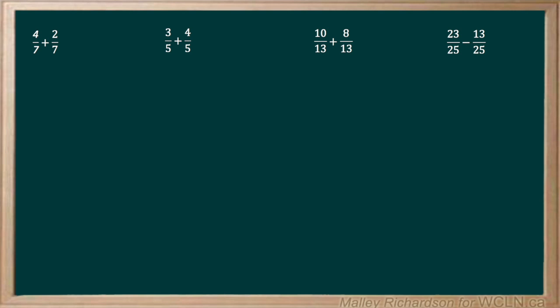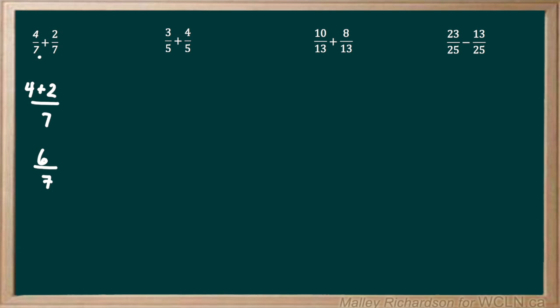We have 4 over 7 plus 2 over 7. Now as we can see, they have the same denominator, so we just have to add the numerators. So we have 4 plus 2 all over 7. 4 plus 2 is 6, and then our denominator is 7, and as we can see, 6 over 7 is a proper fraction, so we don't have to convert it to a mixed number. So this is our final answer.